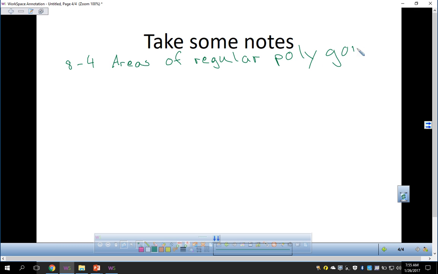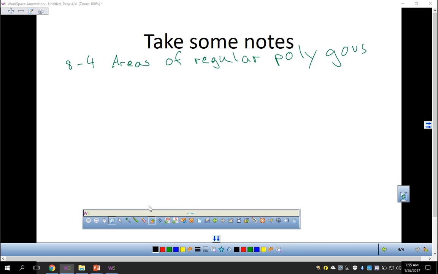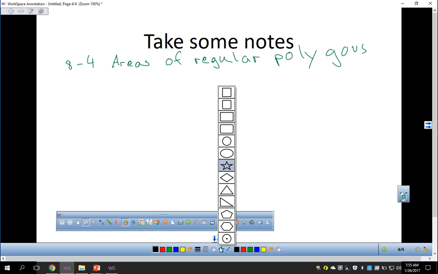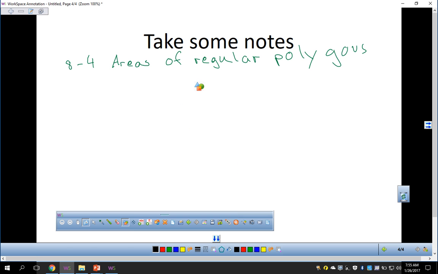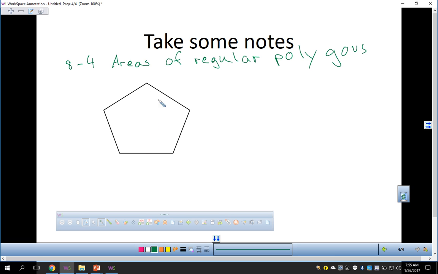So say I have something that looks like, let's get a regular polygon. This thing lets me make different regular polygons, I hope. So let's pretend that this is regular, okay? Meaning all the sides and all the angles are the same, okay? And I want to find the area of that.